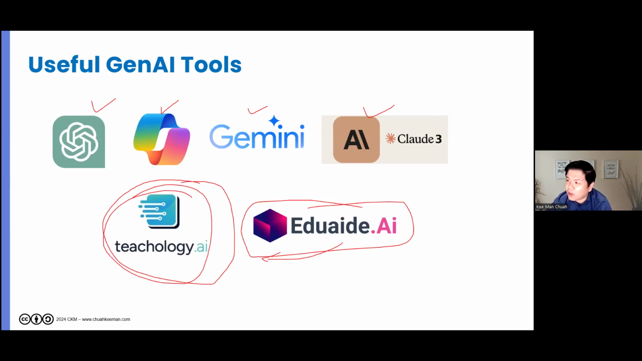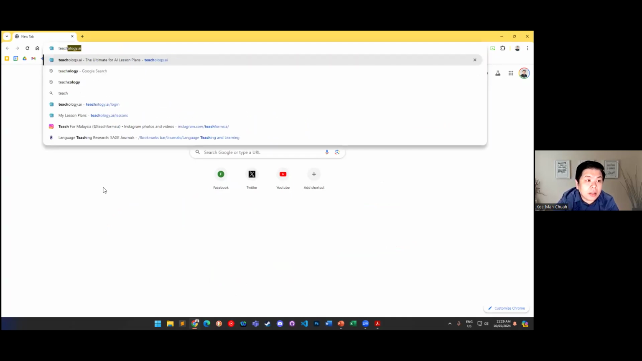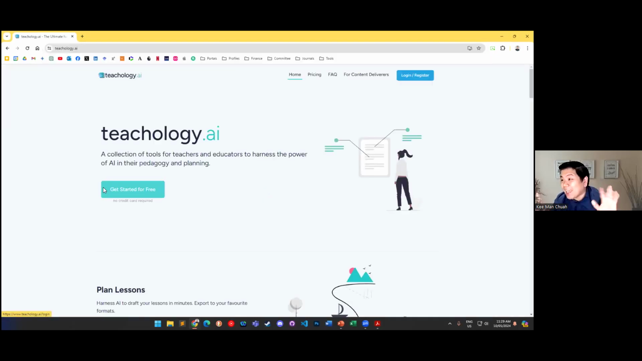Teachology.ai. So if you're on your computer, if you're on a laptop, then maybe you can open up Teachology AI. If you're using a mobile phone or tablet, then you can do it later after this by watching the recording. So I'm going to go to Teachology. This tool will be really helpful in helping you to design some authentic assessment, in designing or getting some ideas on what to put in your authentic assessment.